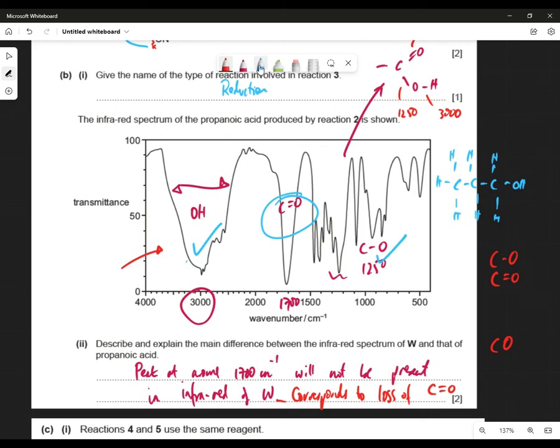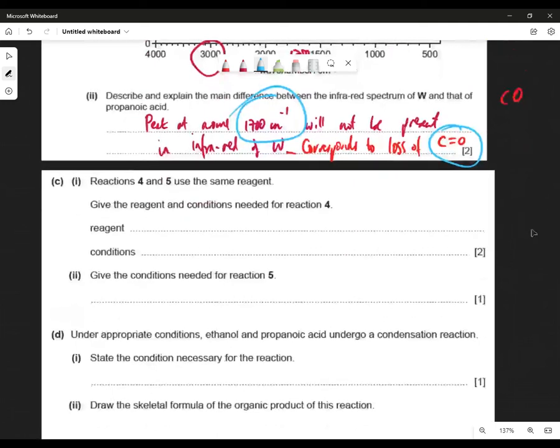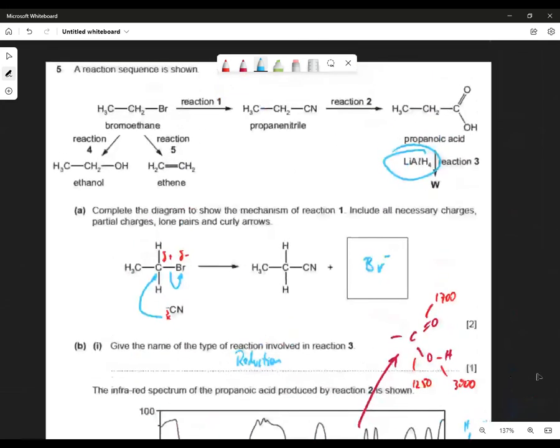So where did we get the 2 marks from? Well, you get the 1 mark for saying what it is, and the other mark is for saying where it is. You've got to do that for the 2 marks, okay? There we are. That one done. That's not too bad. Give the reagents and conditions for reaction 4. Oh gosh, which one's reaction 4? Okay, let's have a look. Reaction 4. We've got bromoethane to the alcohol. I think, yeah, that's what it looks like.